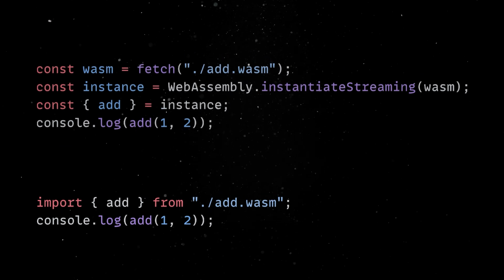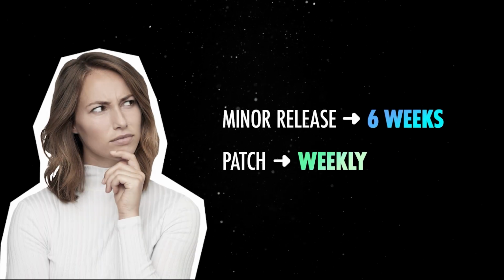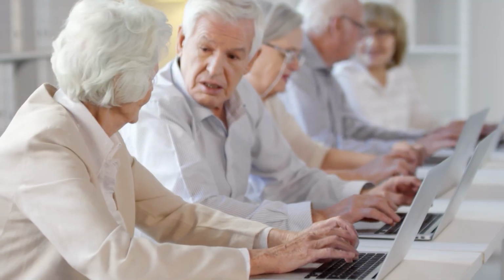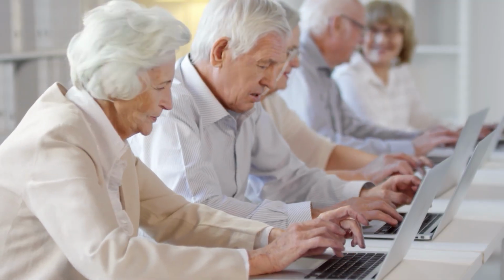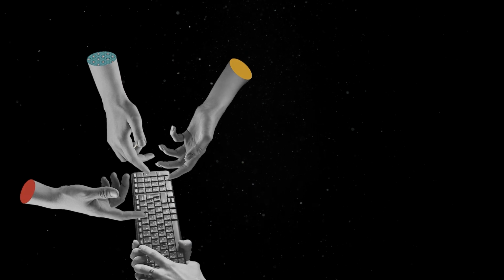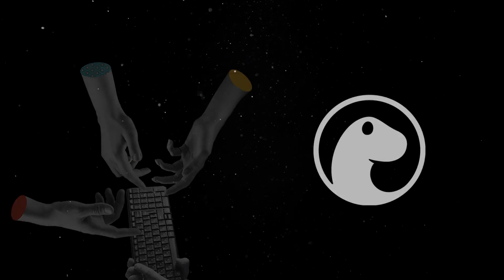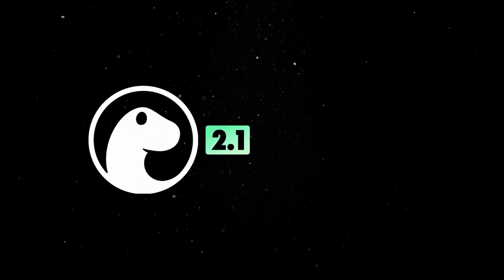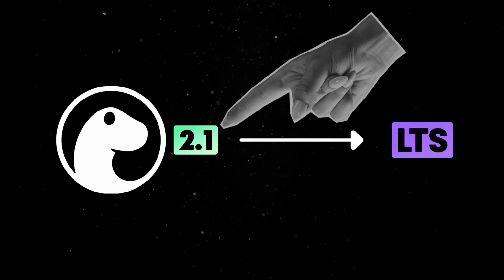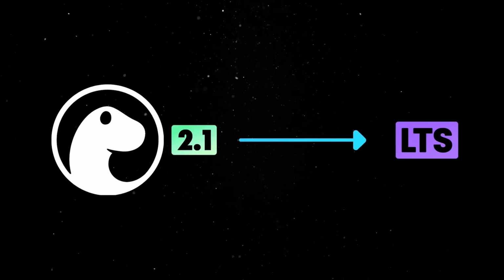2.1 also introduces our first long-term support release. Deno gets a new minor release every 6 weeks and a new patch release almost every week. However, development teams in larger organizations usually audit new releases before using them in production. Having such a fast-paced release cadence makes it challenging for these teams to keep up with the latest version of Deno. To make it easier to use Deno in production, 2.1 is our first LTS release. The 2.1 branch will receive important bug fixes and performance improvements for the next 6 months.